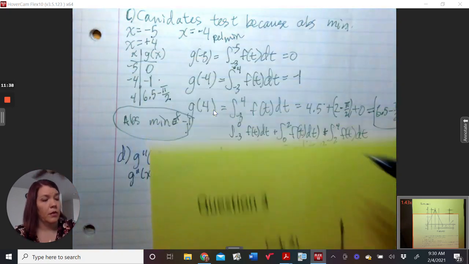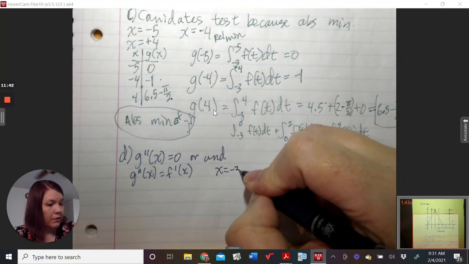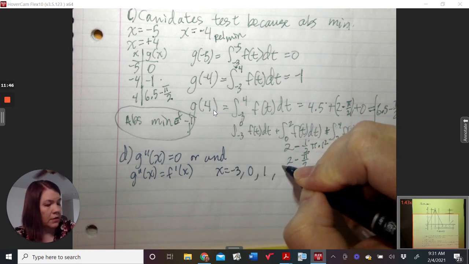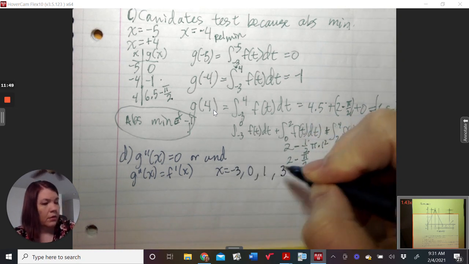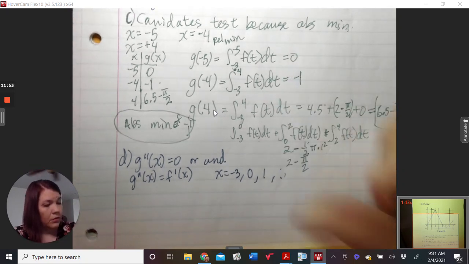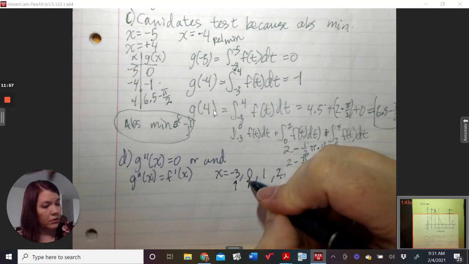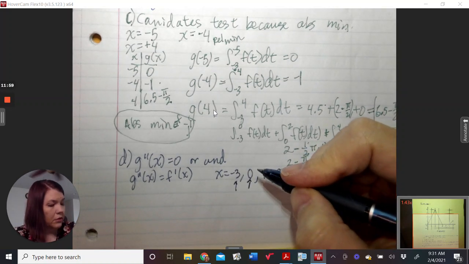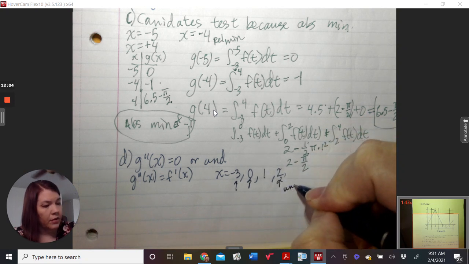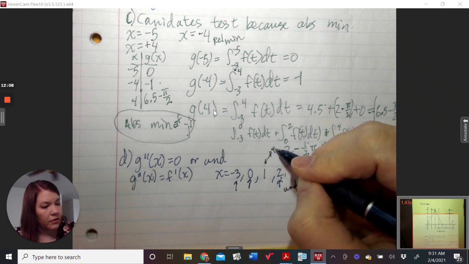So possible points of inflection are x equals -3, 0, 1, and 2. Oh wait, excuse me, not 3, 2. These 1, 2, actually, yeah, we'll say it like that. These 3 are undefined. This one has, the second derivative is 0.